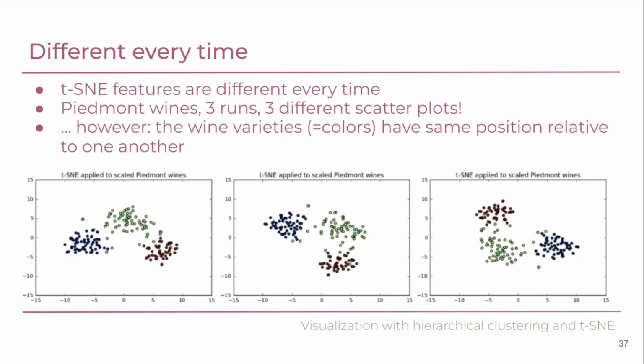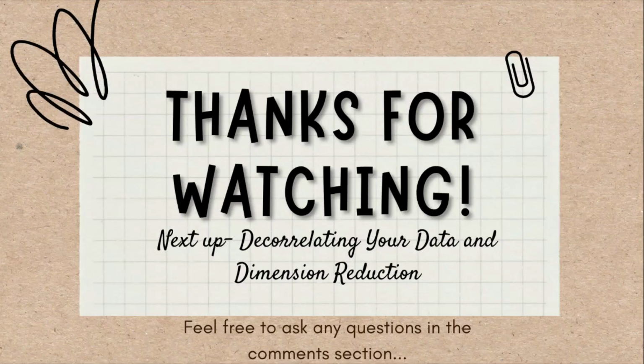A final thing to be aware of is that the axes of a t-SNE plot do not have any interpretable meaning. In fact, they are different every time t-SNE is applied, even on the same data. For example, here are 3 t-SNE plots of the scaled Piedmont wine samples, generated using the same code. Note that while the orientation of the plot is different each time, the 3 wine varieties, represented here using colors, have the same position relative to one another.